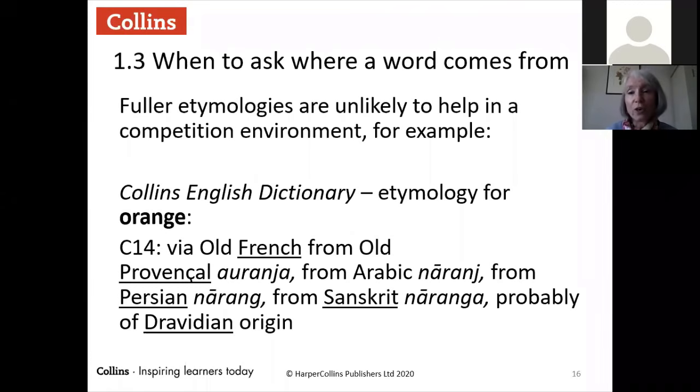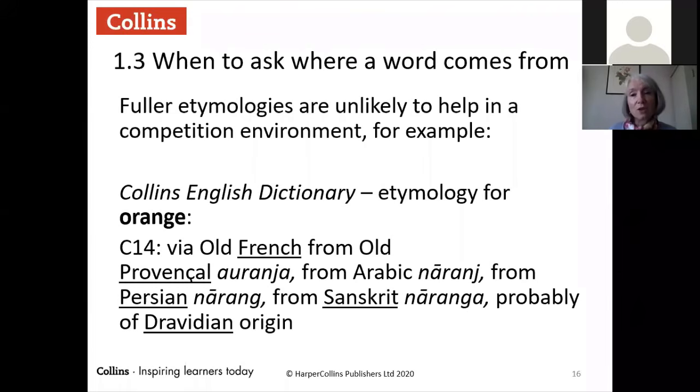For example, orange, which everybody can spell. I know it's not a difficult word, but look at how complicated that etymology is. English got it from Old French, which got it from Old Provençal, which is a language spoken in the south of France, which got it from Arabic, probably coming up through Spain, which got it from Persian, which got it from Sanskrit, which is probably of Dravidian origin. So that's unhelpful in a spelling bee competition.